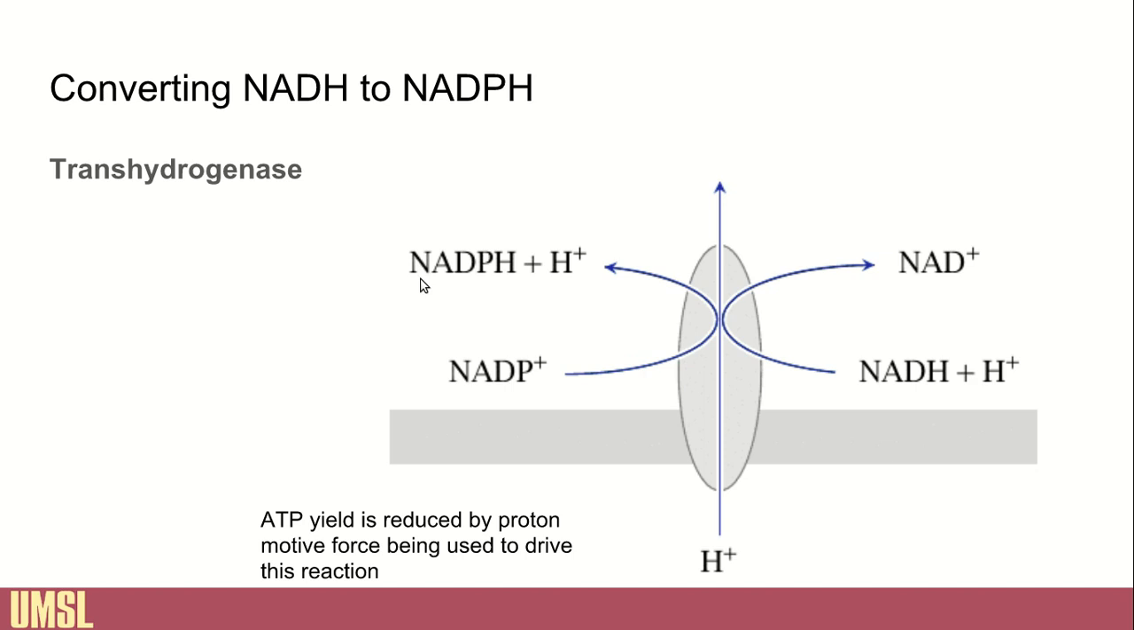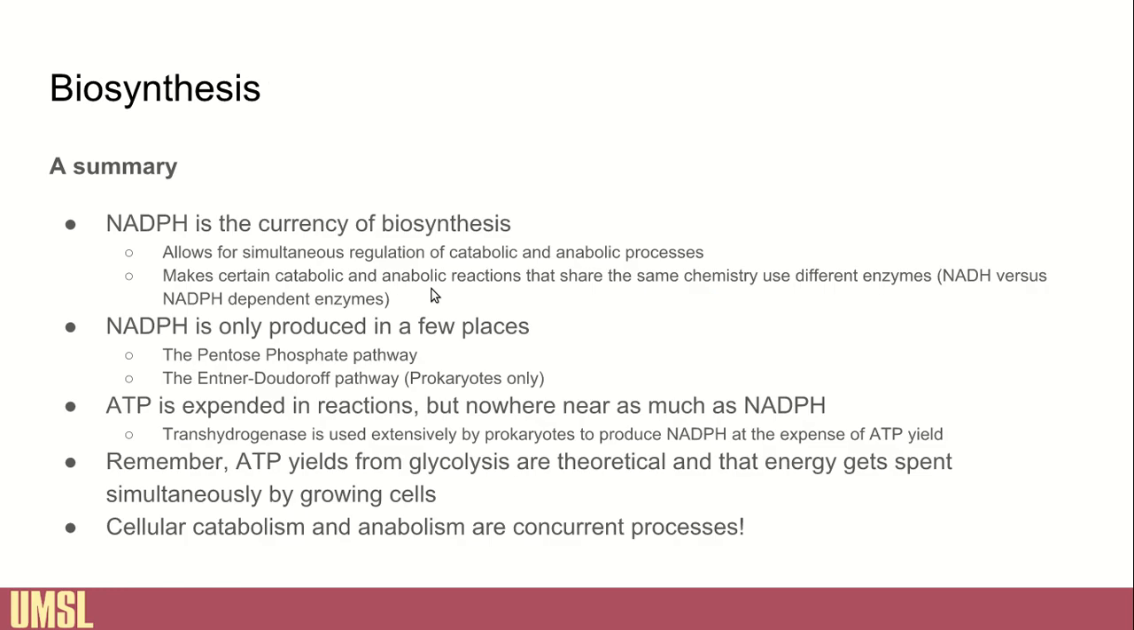So what prokaryotes are doing, and we also do this as well, is that they're expending some of the proton motive force, sacrificing ATP yield to produce NADPH that's required to perform biosynthetic reactions. So, that said, let's summarize. NADPH is the currency of biosynthesis. It allows for simultaneous regulation of catabolic and anabolic processes.